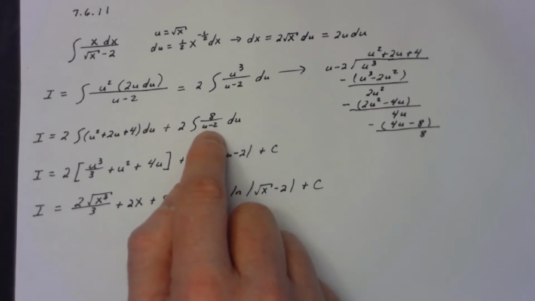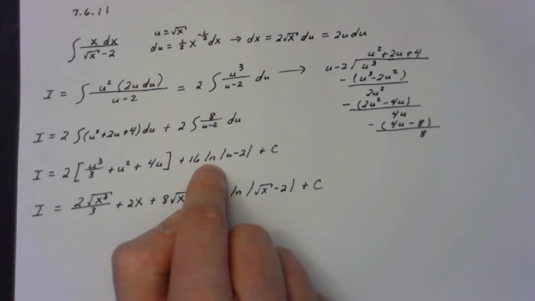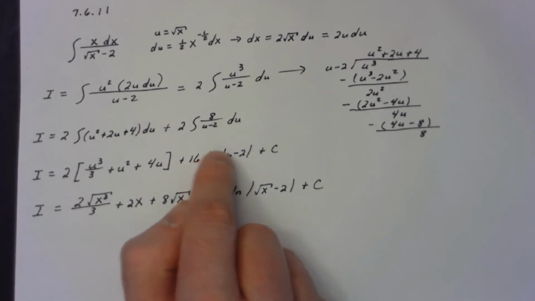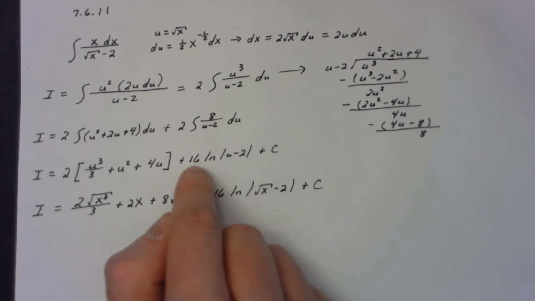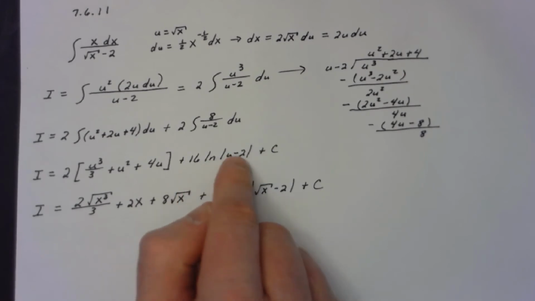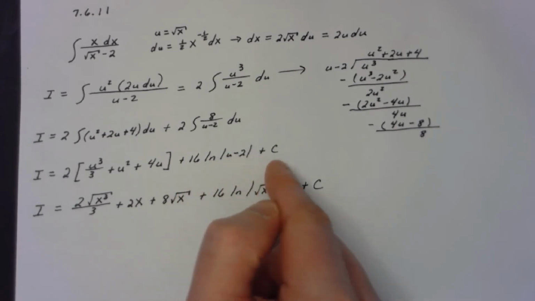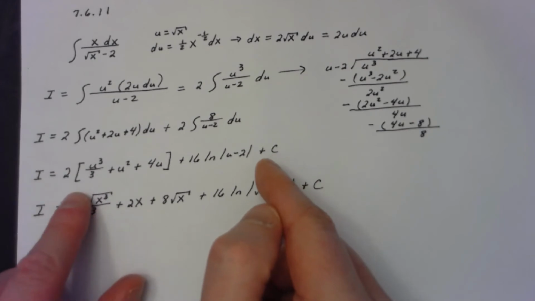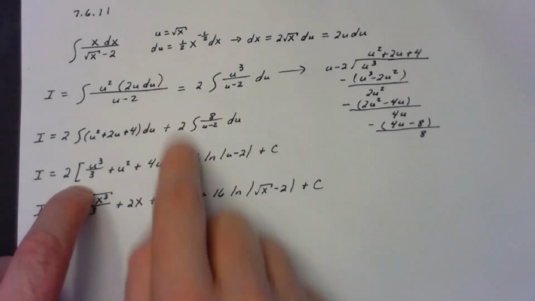And then the derivative of the denominator, which would be just 1, is in the numerator. So every single time that happens, your answer is the natural log of the denominator. So that second group is just going to be 16 natural log of u minus 2 plus c. After this, all you have to do is go back and put your answer in terms of x.